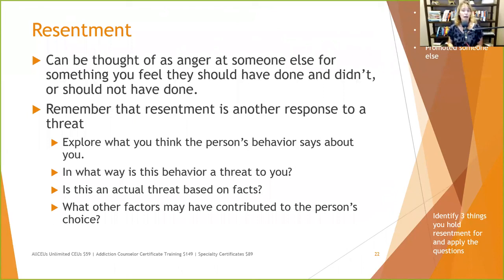Is this a threat based on actual facts? Or maybe they canceled plans at the last minute because their car actually did break down, or some other intervening factor. So what other factors might have contributed to the person's choice that might inform our decision about whether this is worth being resentful over?